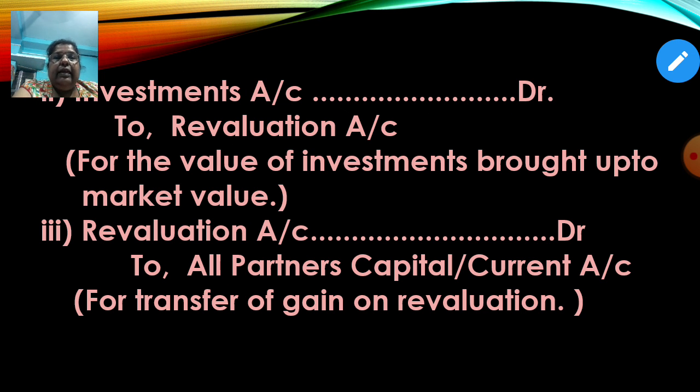Next, the investment account debit to revaluation account. The value of investment that is brought up will be recorded here as investment account debit to revaluation account. And the third entry will be this is profit. This profit will again be given to the partners, that is revaluation account debit to all partners' capital account.